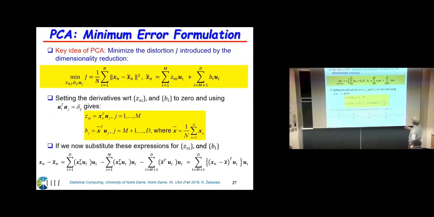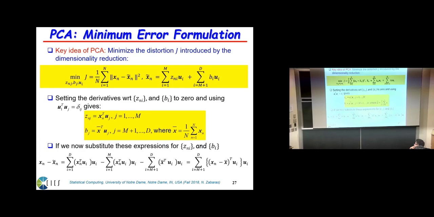Okay, so we want to minimize that. By now, you realize everything in machine learning is an optimization problem. In this case, it's trivial. You take derivatives, you set them equal to 0 with respect to each argument. And here is what you get. You get that the coefficients z_nj are nothing else but the projections of x_n on u_j. No surprise, right? No surprise.